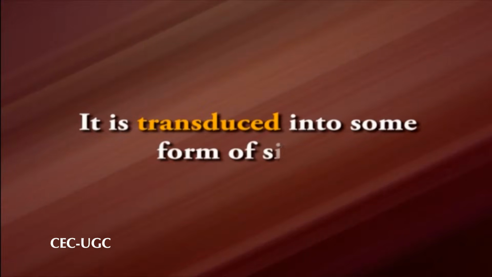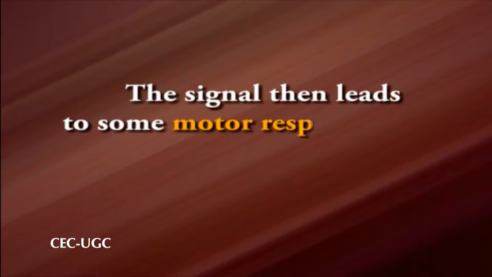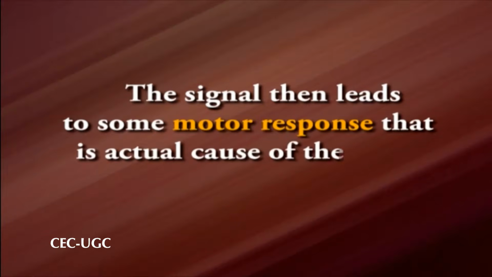Secondly, once the stimulus has been perceived, it is transduced into some form of a signal. Then thirdly, the signal leads to some motor response that is the actual cause of the plant movement.